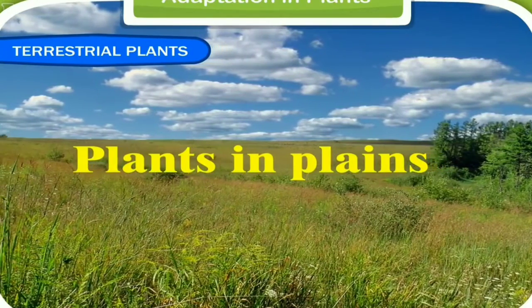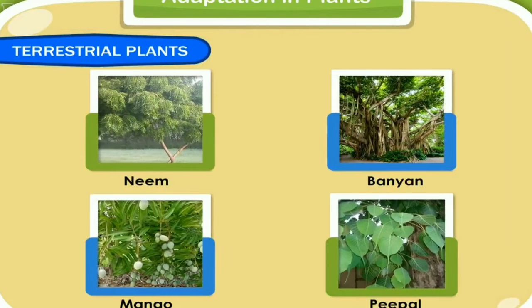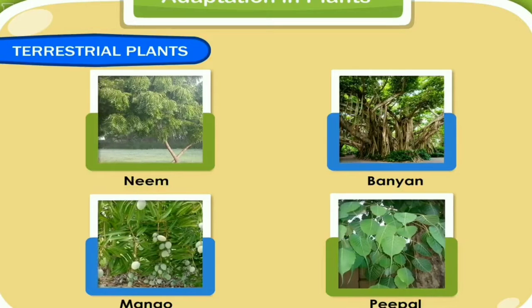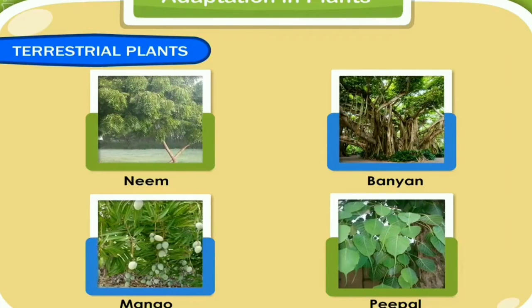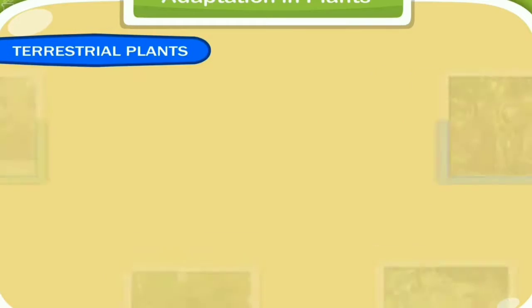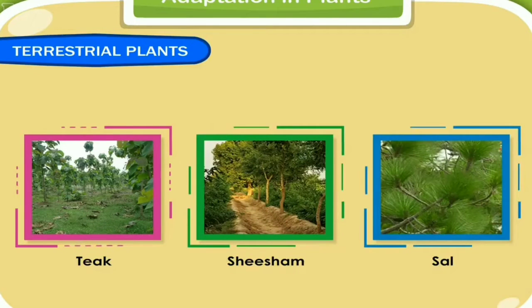Plants in plains. Some trees such as neem, banyan, mango and peepal grow in the plains. They have broad leaves. They do not shed their leaves in winter and continue to grow new leaves again in summer. Some plants such as teak, shisham and sal grow best in places which experience hot summers. They shed their leaves once in a year. They are called deciduous trees.